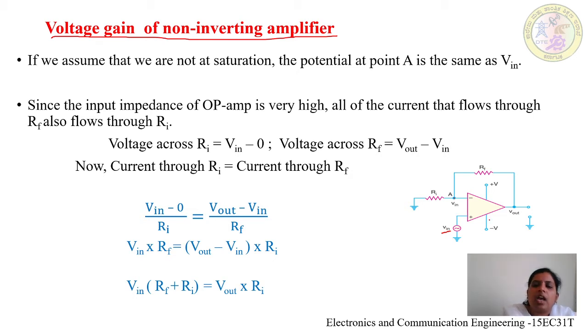Since the op amp has a high input impedance, all the current will flow through Rin and RF.